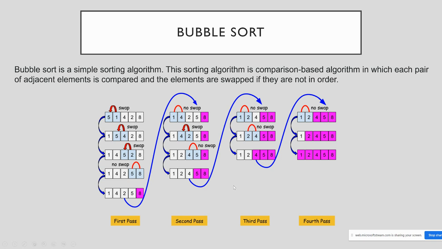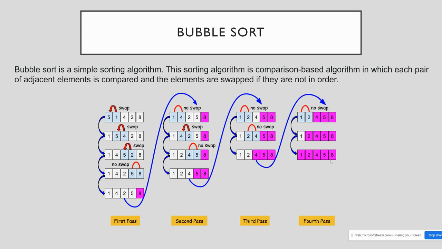So this is basically bubble sort. Here we have 1, 2, 4, 5, 8, no swap. Then 1, 2, 4, 5, 8. Now we move on to the third pass, which is 2, 4, 5, 8. Again, no swap. And then we look at 1, 2, 4, 5, 8, no swap. All it does is keep comparing two elements and swapping the ones that are out of order.